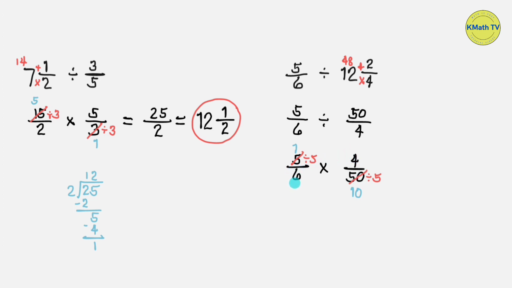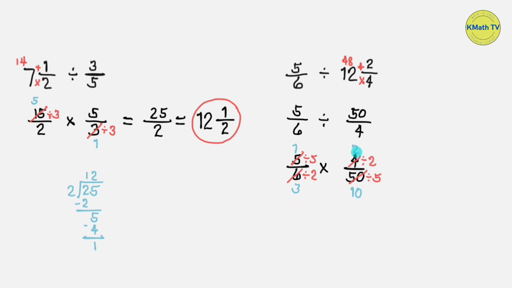Next, let's cancel the numerator 4 and the denominator 6. Let's divide them by their GCF. The GCF of 6 and 4 is 2. Okay, 4 divided by 2 equals 2. Cancel 4. 6 divided by 2 equals 3. Cancel 6. Okay, the dividend now is 1/3 and the divisor is 2/10.